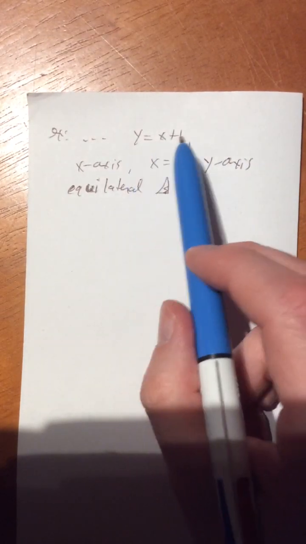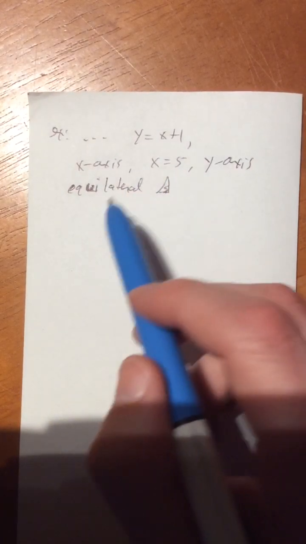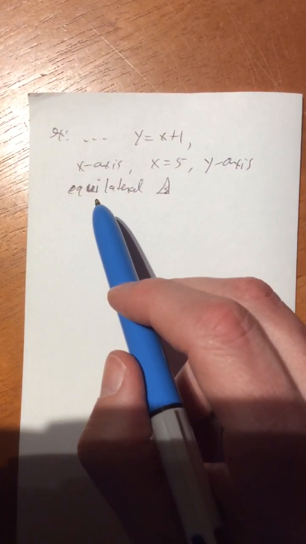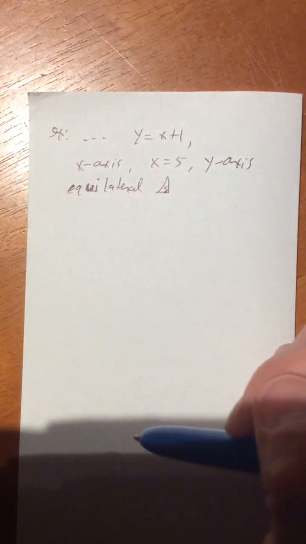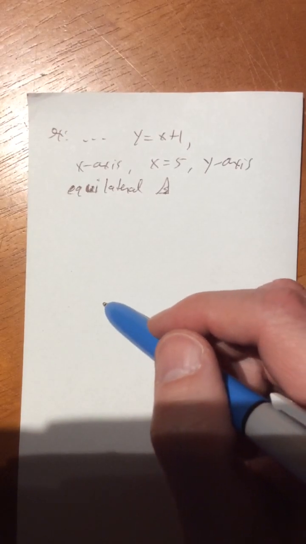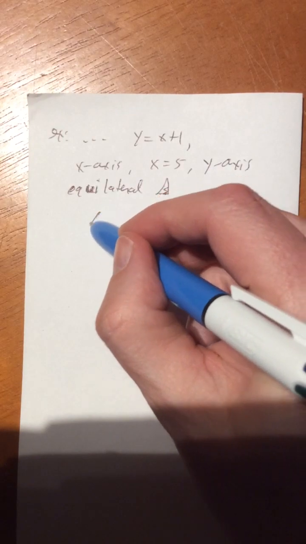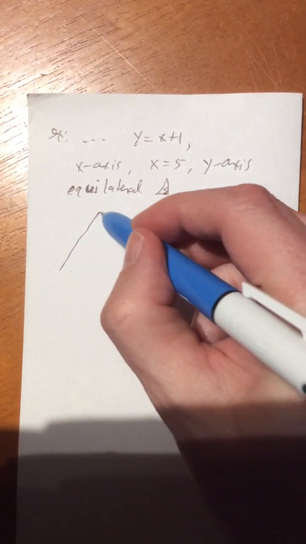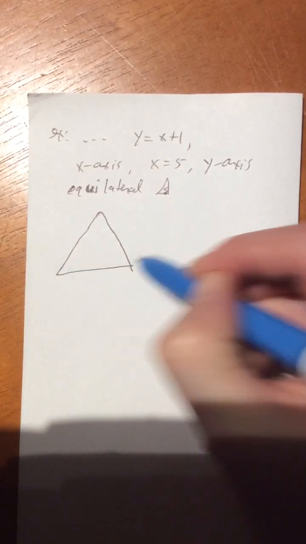So it's going to be the same region, y equals x plus 1, x-axis, x equals 5, y-axis, but this time we're going to create equilateral triangles. So before I even start grinding into that whole region here, let's actually just draw an equilateral triangle and see if we can figure out what the area of an equilateral triangle is if we know what the base is. Incidentally, the base, of course, is going to be the same as all the other sides.